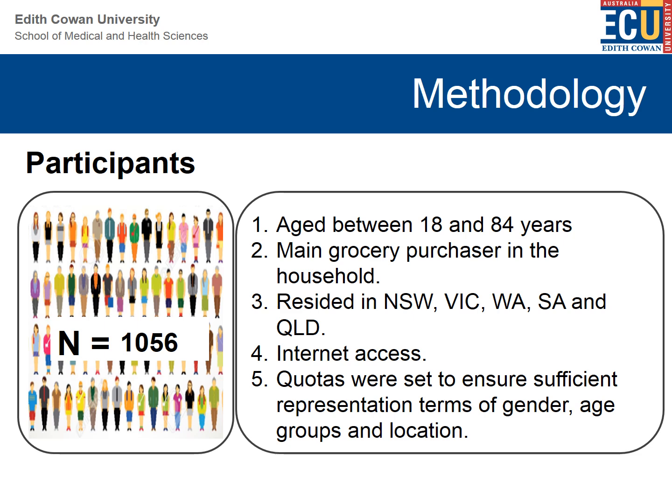As the survey was administered online, internet access was necessary for inclusion in the study. Quotas were set to ensure that there was sufficient representation in terms of gender, age groups, and location. Quotas were linked to Australian Bureau of Statistics results around the Australian general population.